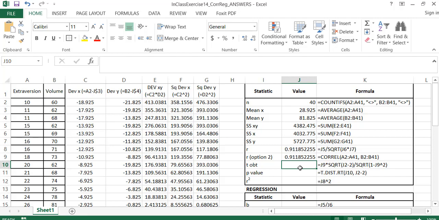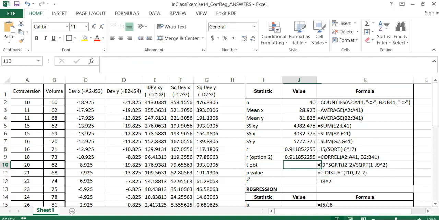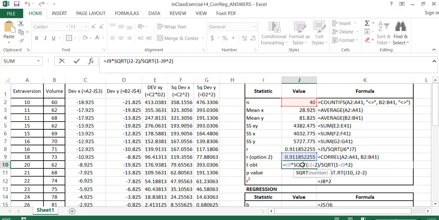We can then use that correlation coefficient to get T obtained. This allows us to test the significance of that correlation. And we see that the T obtained value is relatively large. We could then compare that to a T critical with N minus 2 degrees of freedom, because that is the degrees of freedom for a correlation, where N is the number of individuals for whom we have scores on both variables. So we have 40 individuals with scores on both variables.